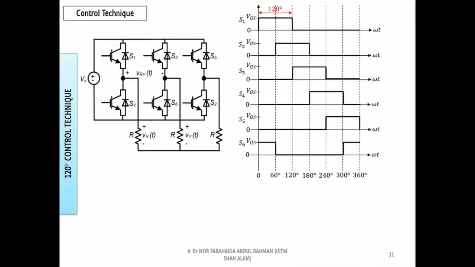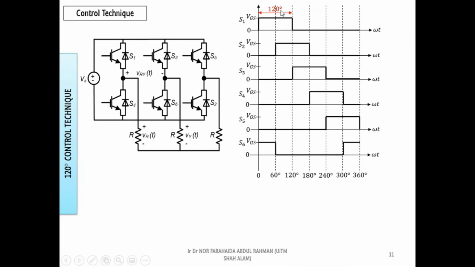The control pulse for S2 is displaced by 60 degrees from the S1's control signal. Similarly, the S3 control pulse is displaced by 60 degrees from the control pulse of S2. This control pattern is consistent throughout the inverter operation.